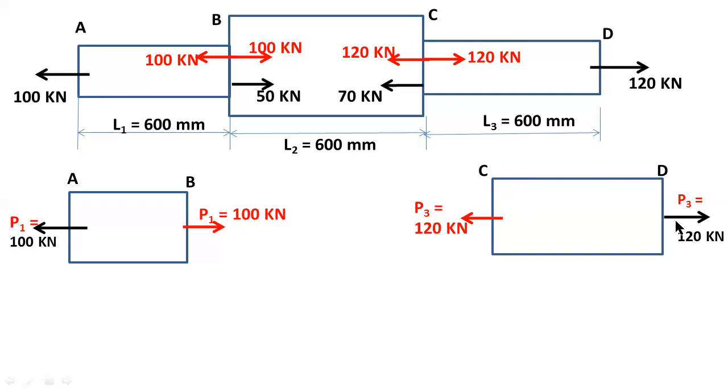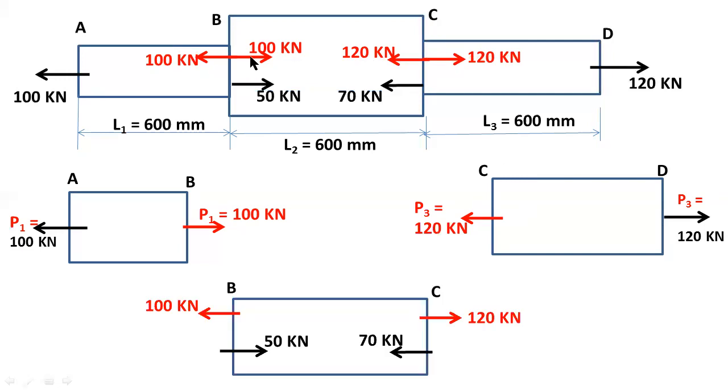So now you can easily find out the stress induced in the bar CD. Now you have to consider this middle section as section 2. Here I consider this 100 kilonewtons, and here I consider this 120 kilonewtons. You have to write down the remaining loads for section 2.